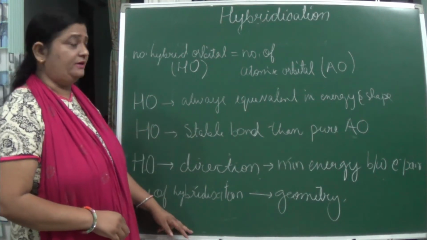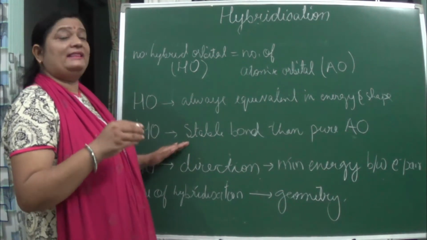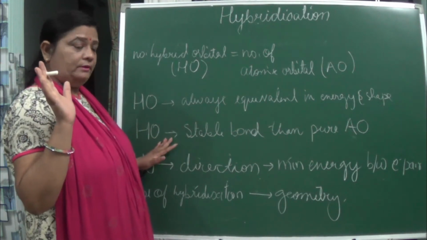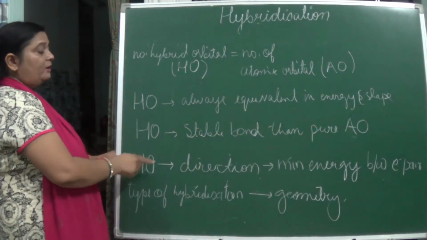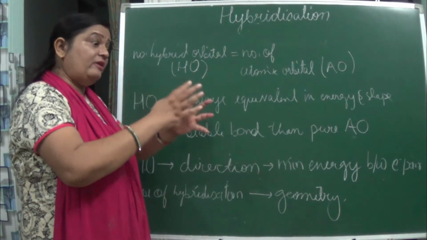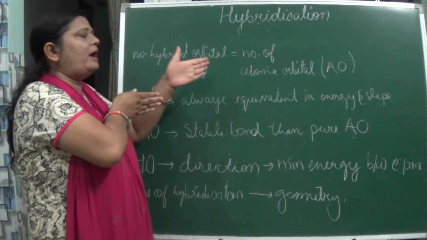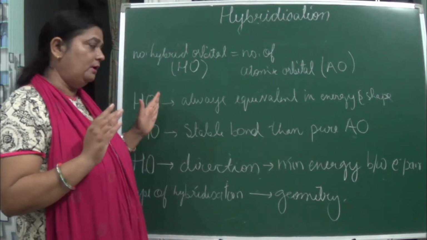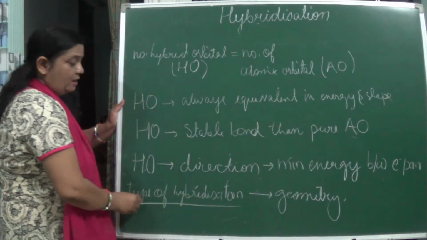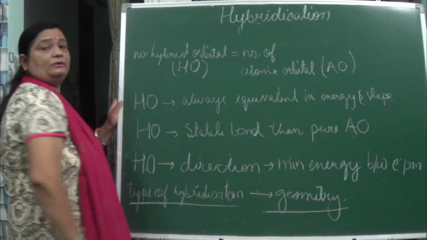I have explained this to you just now. Hybrid orbitals are more stable than any pure atomic orbital. Wherever there is minimum energy between the electron pairs, the direction of the hybrid orbital is on that side only. So the type of hybridization always tells about the geometry of the molecule or compound.